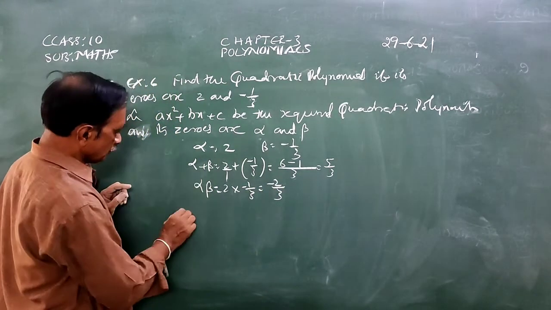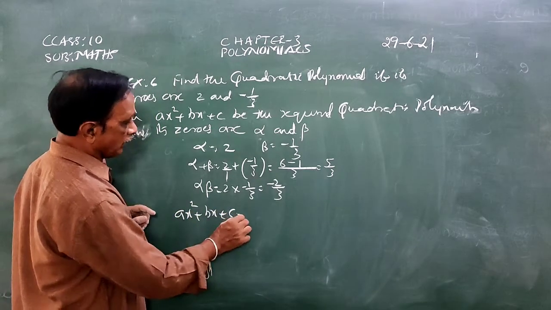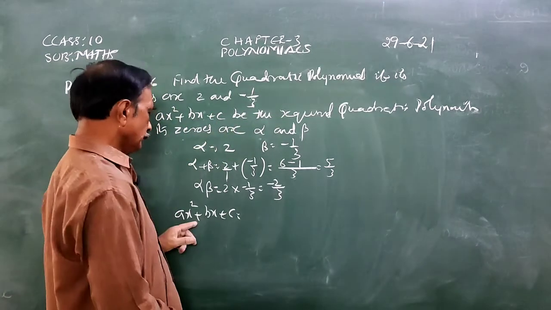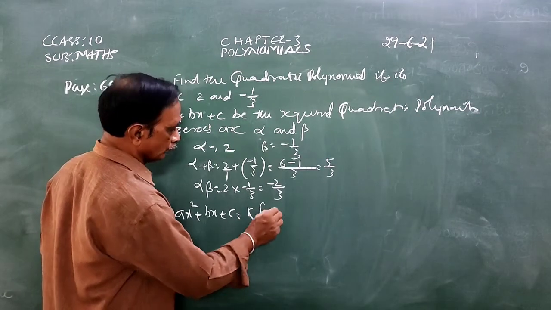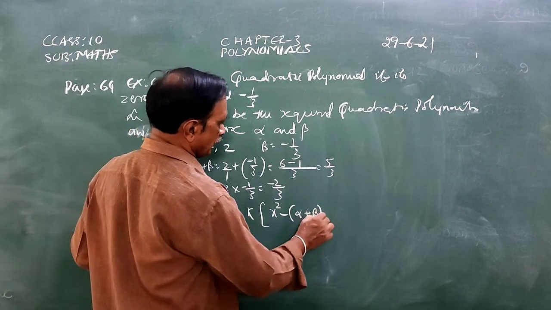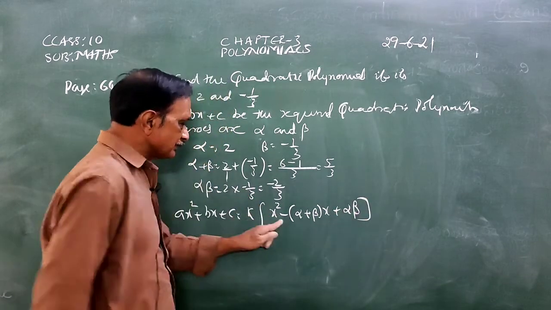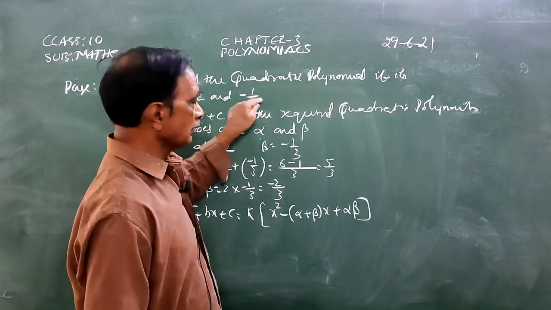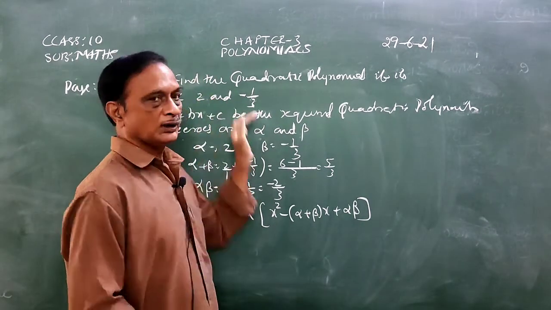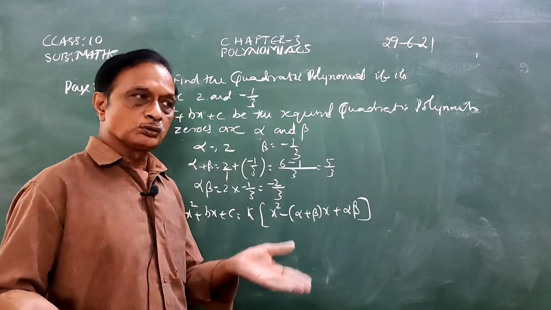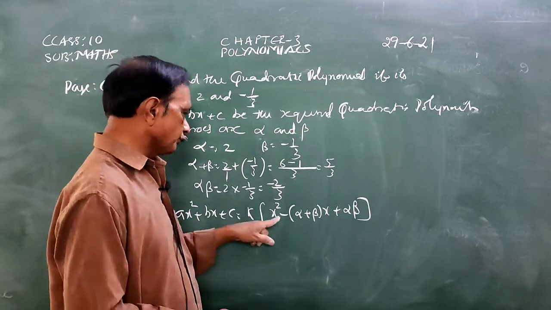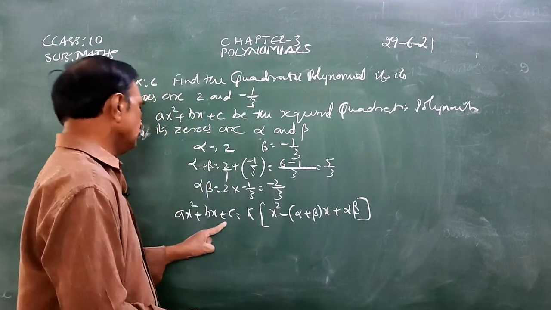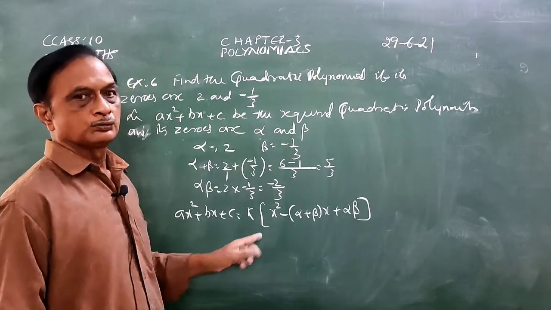Now the required quadratic polynomial, as alpha and beta are its zeros, should be of the form ax square plus bx plus c equals k into x square minus (alpha plus beta) into x plus alpha beta. This is the required formula to find the quadratic polynomial when the zeros are given. By assuming those two zeros as alpha and beta, we use this formula to get the quadratic polynomial whose zeros are given.